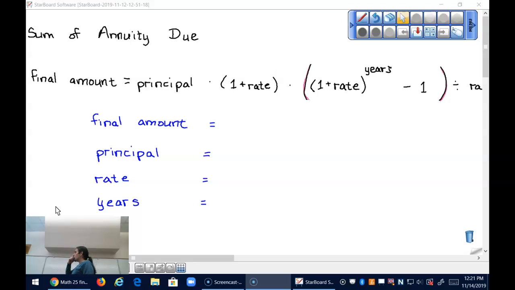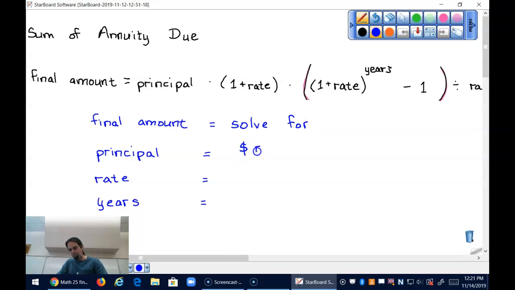Okay, so let's do a problem. How much do you want to be saving each January 1st? $550. Oh, okay. What interest rate are we going to do? 4%. Okay. And how many years is this going on?